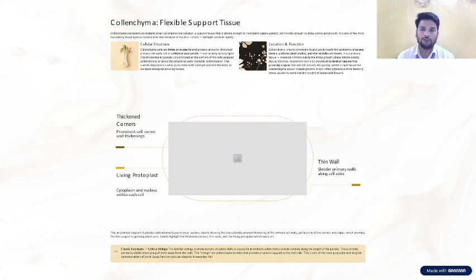So the corners of this particular collenchyma are very thick, mainly composed of pectin, and the cell wall is thin. They are living in nature. The anatomical diagram illustrates the collenchyma tissue in cross section, clearly showing the characteristic uneven thickening of the primary cell wall. The springy, crunchy texture of celery stalk is caused by the prominent collenchyma.